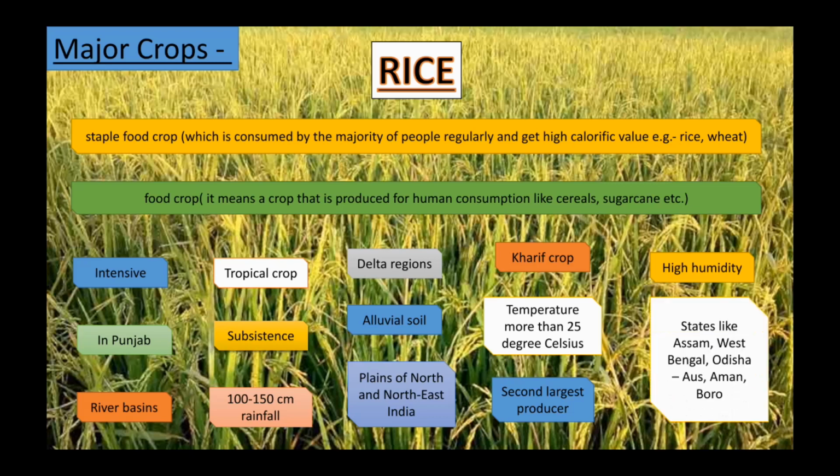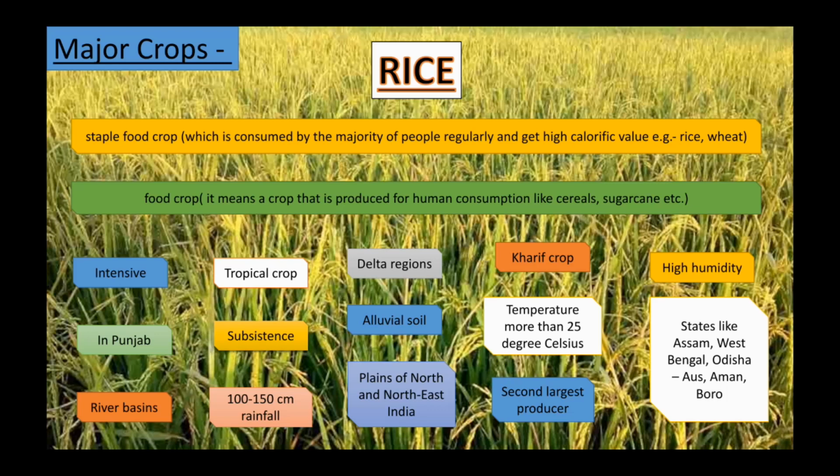Clear? And lastly, remember also that in Assam, West Bengal and Odisha, rice grows 3 times in the same year with 3 different names: Aus, Aman and Boro. Generally Aus is cultivated in July to August, the rainy season, Aman is cultivated in December to January, a winter crop, and Boro is cultivated in March to April, in the spring season.